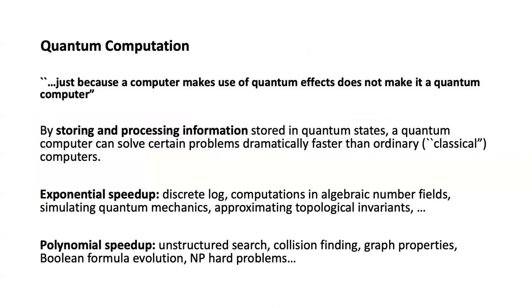So let's see. Let me just put it out there. Just because a computer makes use of quantum effects does not make it a quantum computer. Each one of these machines uses quantum effects, and believe me, it is not a quantum computer. So what a quantum computer does is that it changes our notion of information and of the way that information is stored and processed.